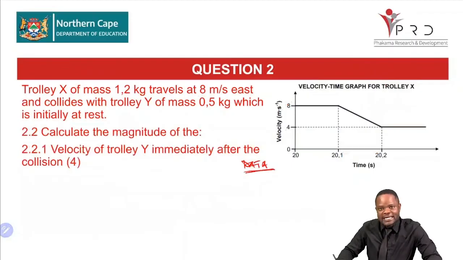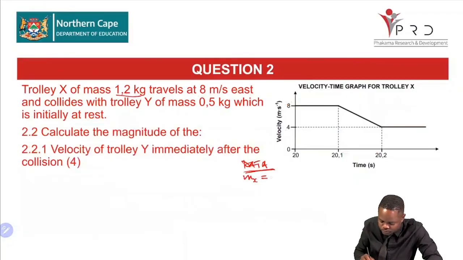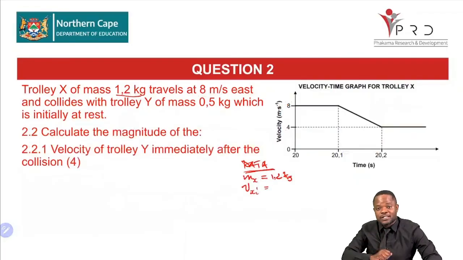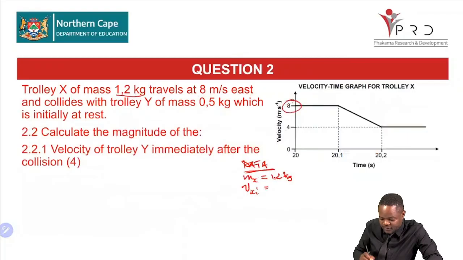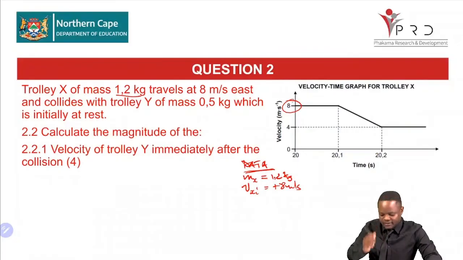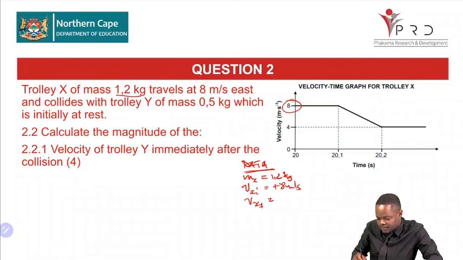Let's start with trolley X. What is the mass of trolley X? Mass of trolley X, yes, grade 12, is 1.2 kilograms. What is the initial velocity, or call it Vxi, of trolley X? We're getting it from the graph there. It's a positive 8 meters per second. What is the final velocity of trolley X? I'll call it Vxf. It is a positive 4 meters per second.